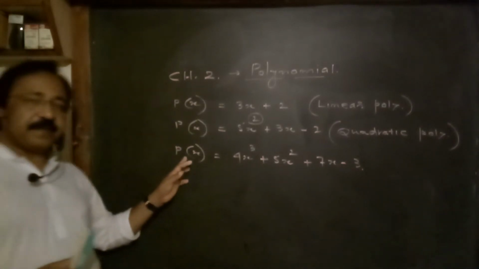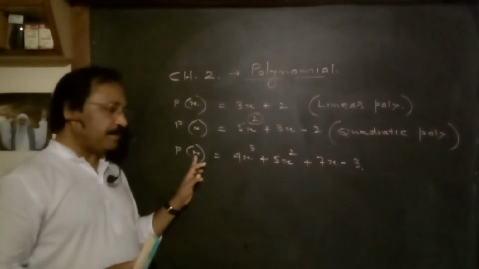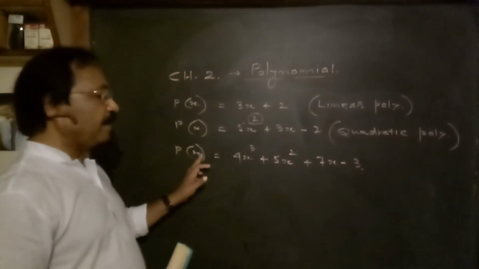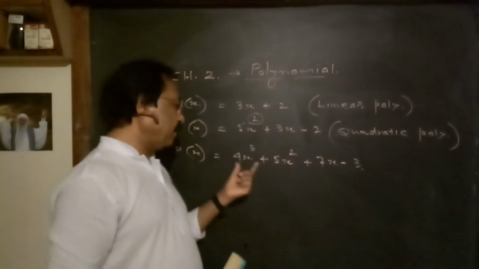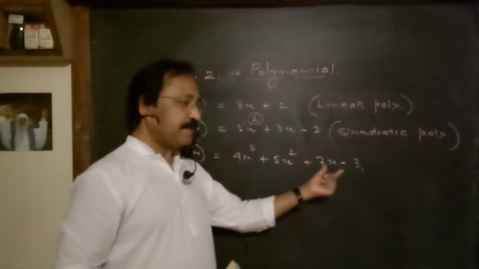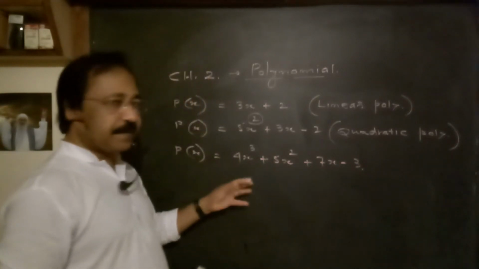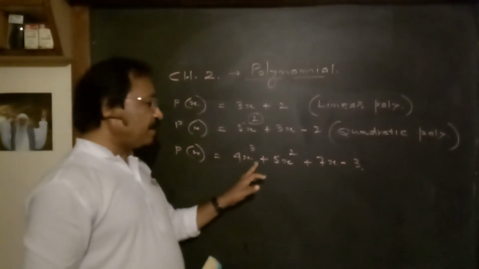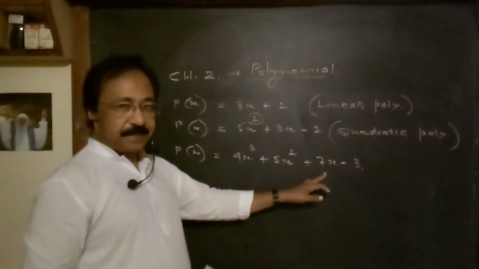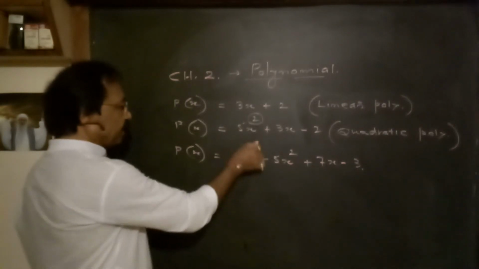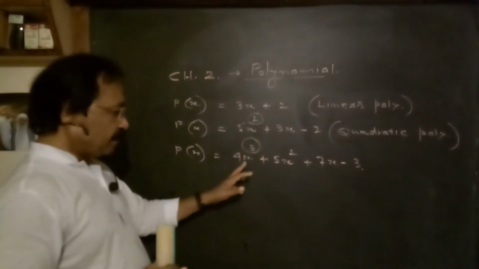This is also one of the polynomials. P for polynomial, x is variable. So this is the polynomial in variable x. How many terms are there? 1, 2, 3, 4. 4x cubed, 5x squared, 7x, minus 3. There are 4 terms. The variable is x. And what is the highest power of x? It is 3.